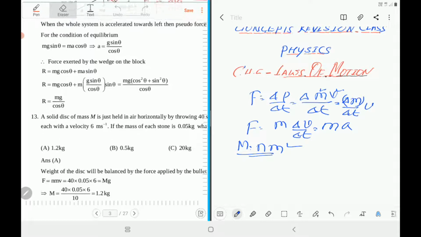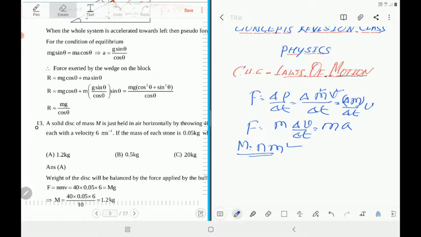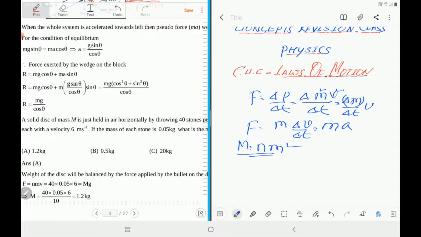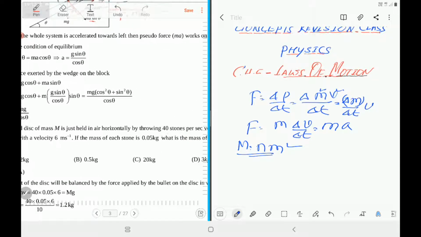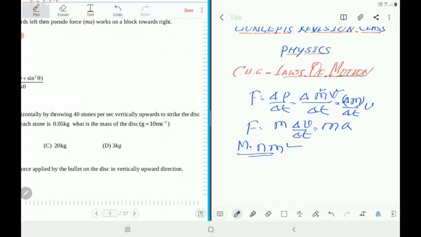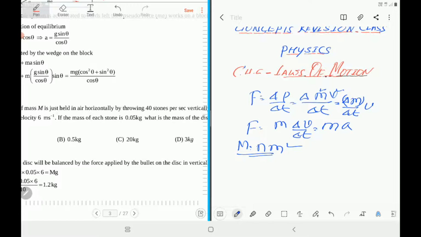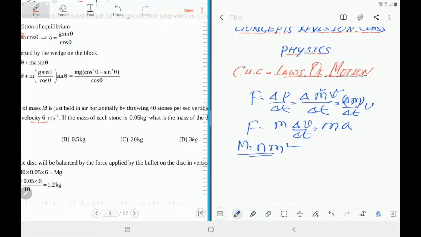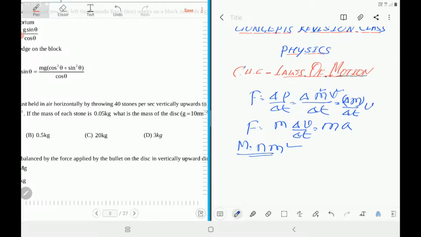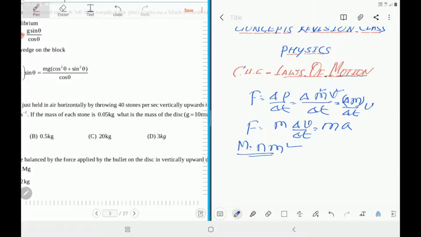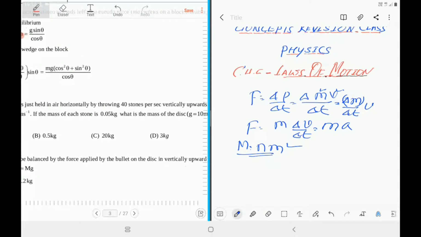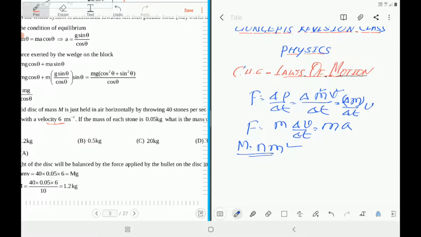Let's go to problem 13 now, students. See what it says. A solid disk of mass m is just held in air horizontally by throwing 40 stones per second vertically upwards to strike the disk with a velocity of 6 meter per second. If the mass of each stone is 0.05 kg, what is the mass of the disk?